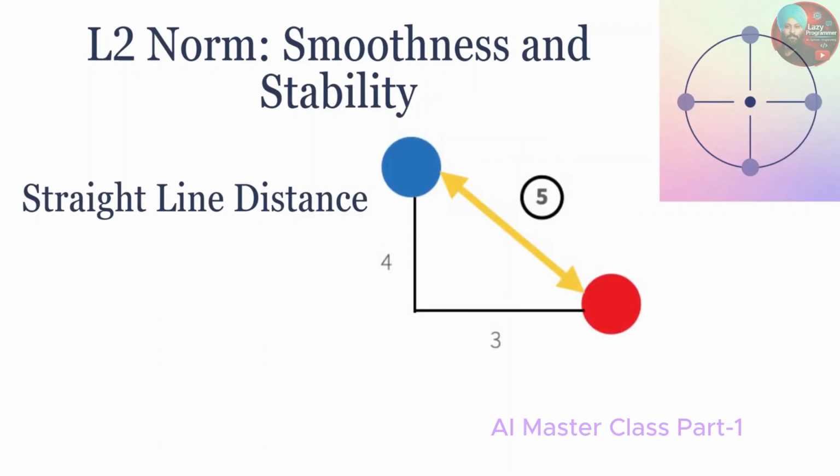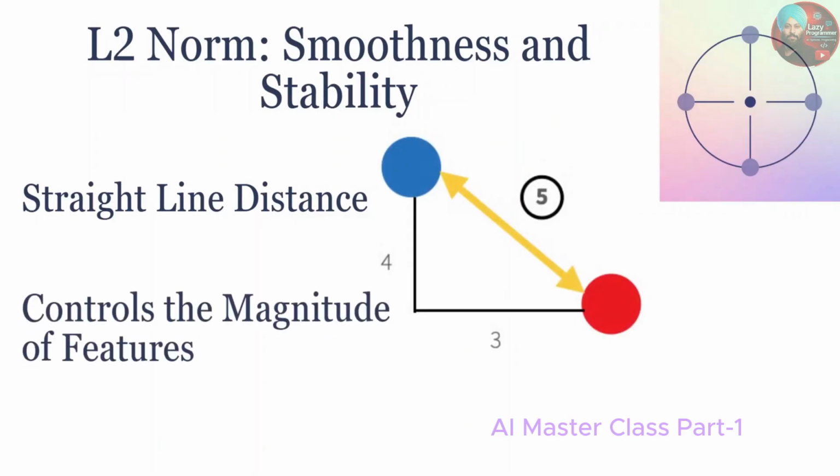In machine learning, L2 regularization doesn't remove the feature completely. Instead, it keeps all the features but controls their magnitude. Magnitude simply means how big the values are overall. Large magnitudes can make the model unstable and overly sensitive. L2 regularization keeps values small and balanced. This leads to smoother models that generalize better.